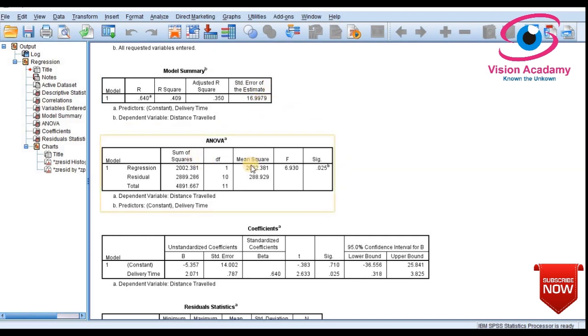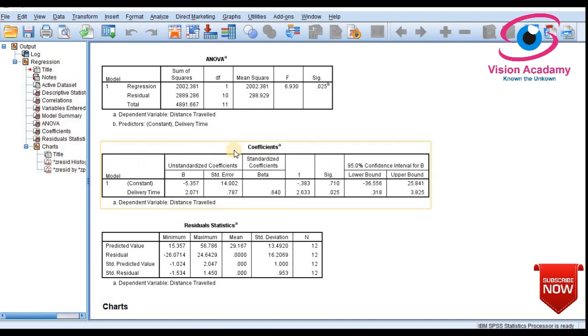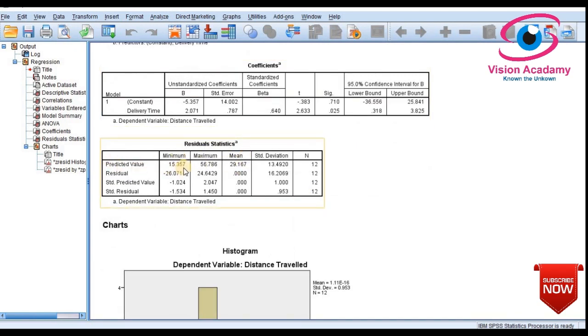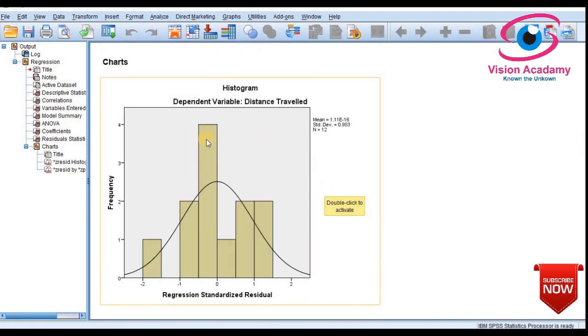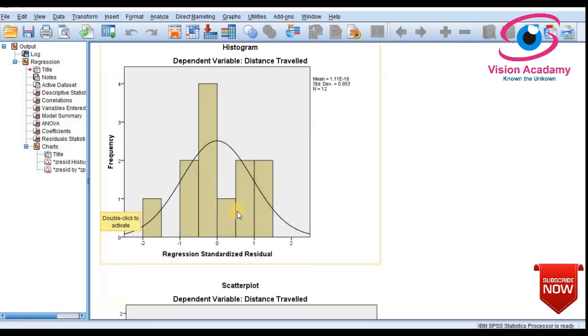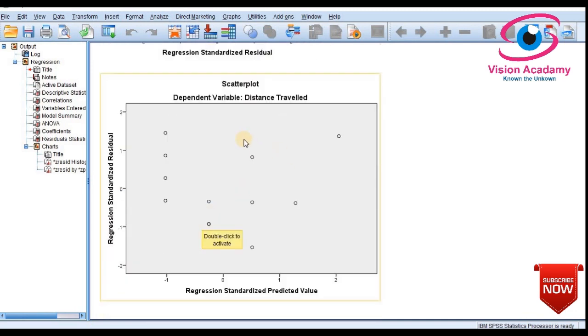Next, we get the ANOVA table, the coefficients of regression, and residual statistics with minimum, maximum, mean, standard deviation, and total sample, which in this case is 12. And we asked for a histogram, so I have the histogram also, which shows a perfectly normal condition, so the normality condition is also fulfilled. We also selected scatter plots in the software, which shows the distance traveled scatter plot. So this is how we analyze linear regression in SPSS software.